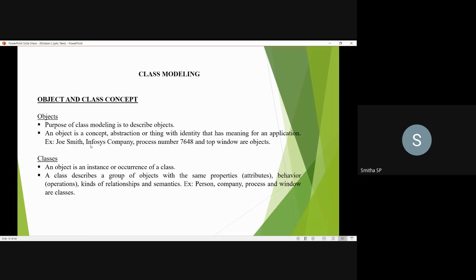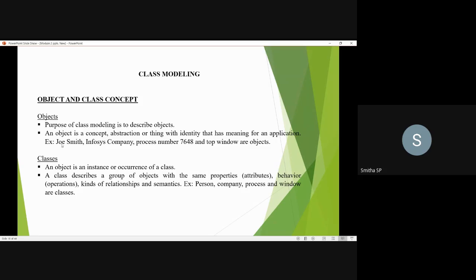So, what is an object? What is the purpose of class modeling? The purpose of class modeling is to describe the object. An object is anything which has an identity. It means an object is a concept, or an abstraction, or a thing with identity that has meaning for an application. For example, your name or any company name or your college name. All these things are examples of objects.